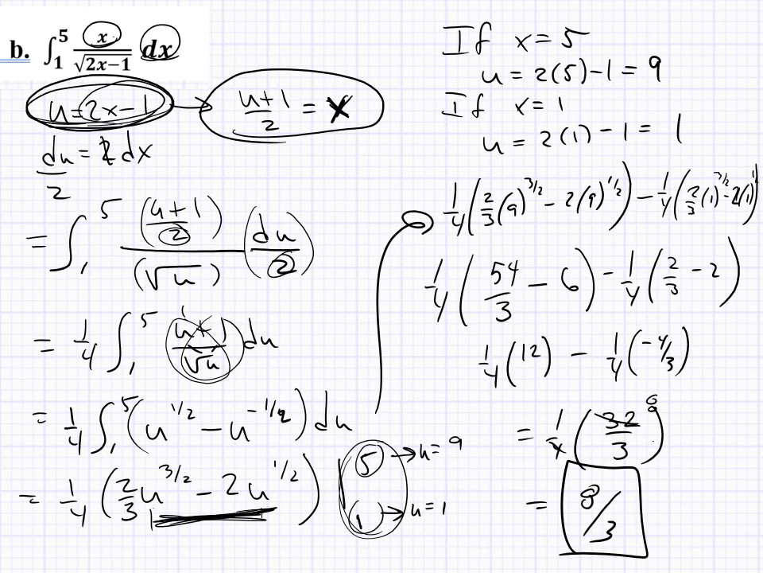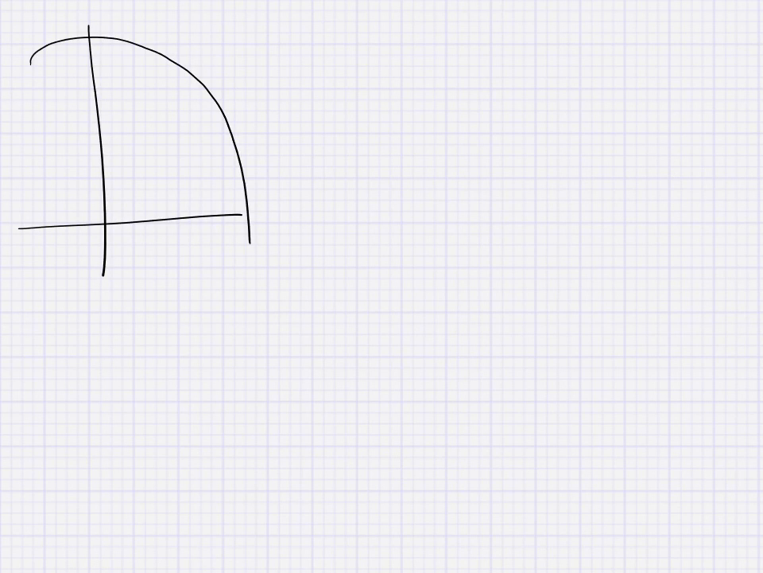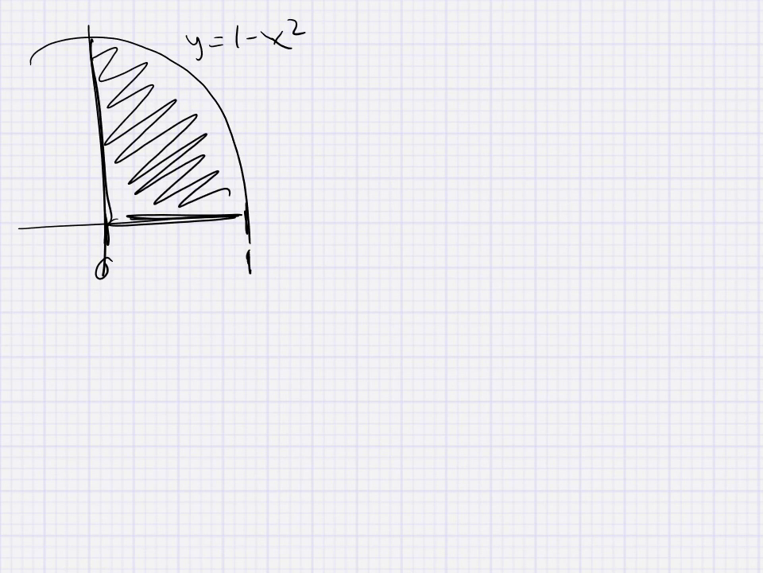But the idea is this is a definite integral with substitution involved. I chose to go this way with the substitution and to change these to u's as opposed to plugging in 2x minus 1 in. Okay, now let's circle back to the question we started off with, which is, let's try and find the area bounded by the curve y equals 1 minus x squared between 0 and 1 and the x-axis. So it was this space in here. Find the area of that space.